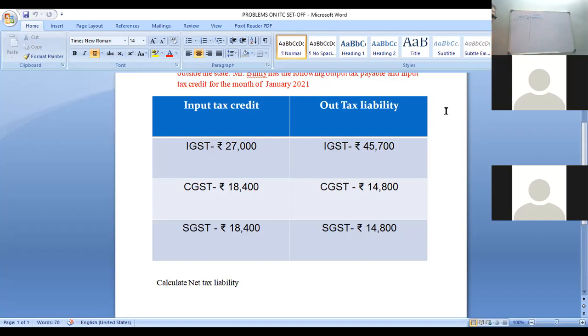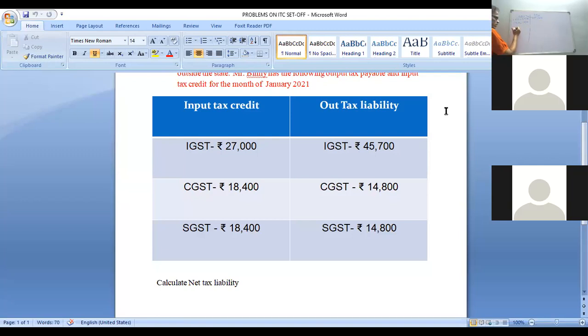Now, this is a liability you have to pay, but you are having 27,000 in your IGST account. What is the balance left here? Output tax is more than input tax. What is the difference between output and input tax of IGST? Still you are having a balance of 18,700.